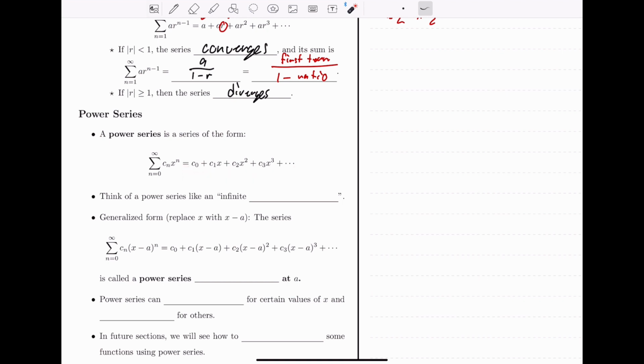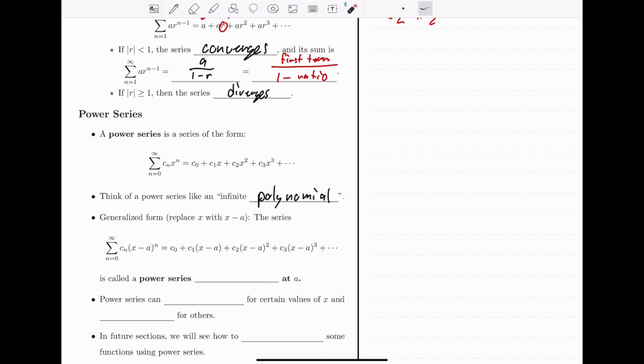This should look fairly familiar. This is actually a polynomial that just keeps going. I know the name sounds kind of strange, and I mean, it sounds cool, right? Power series. But a power series really is just an infinite polynomial. That's a really good way to think of what a power series is. It's just a polynomial that keeps on going. And here is the form.